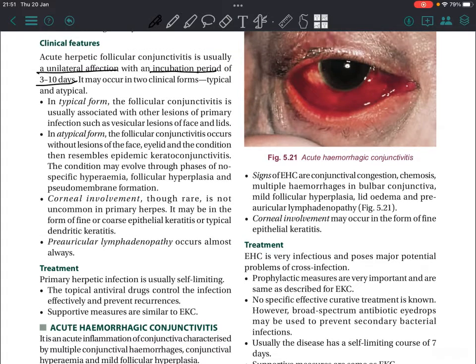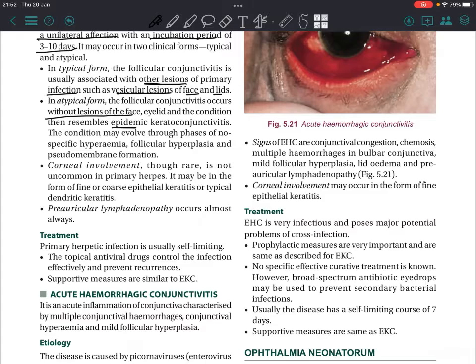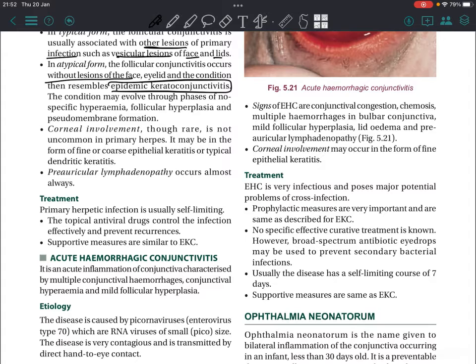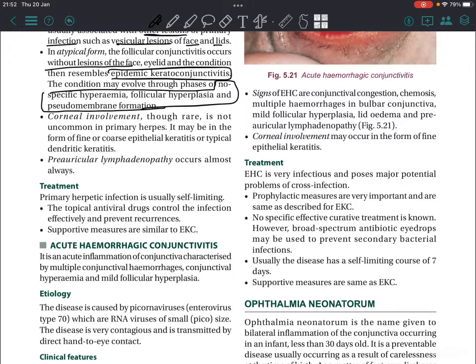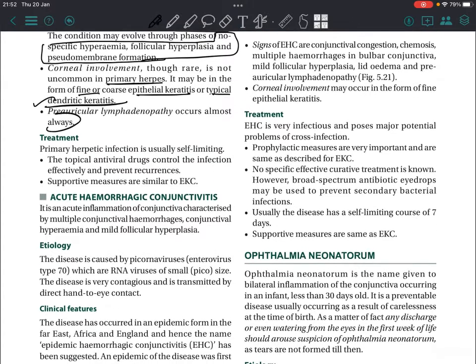Typical form: the follicular conjunctivitis is usually associated with other lesions of primary infection such as vesicular lesions of the face and lids. Atypical form: the follicular conjunctivitis occurs without lesions of the face and eyelids, and the condition then resembles epidemic keratoconjunctivitis. The condition may evolve through phases of non-specific hyperemia, follicular hyperplasia, and pseudomembrane formation. Corneal involvement, though rare, is not uncommon in primary herpes. It may be in the form of fine or coarse epithelial keratitis, or typical dendritic keratitis. Preauricular lymphadenopathy occurs almost always.